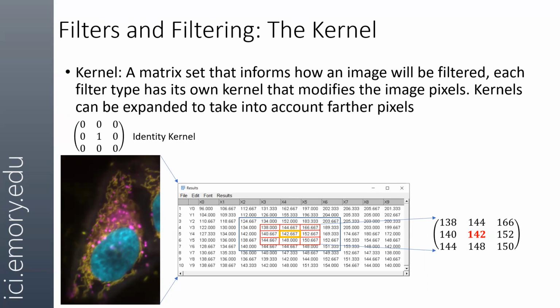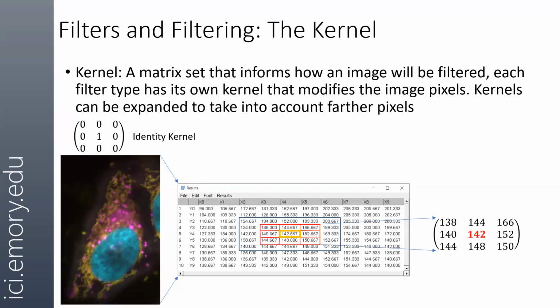The identity kernel here is a trivial case. All that means is if you've got this pixel, you're filtering it, that pixel will always be the same value. It's not changed. This is a conservative operation. That doesn't change any data inside.